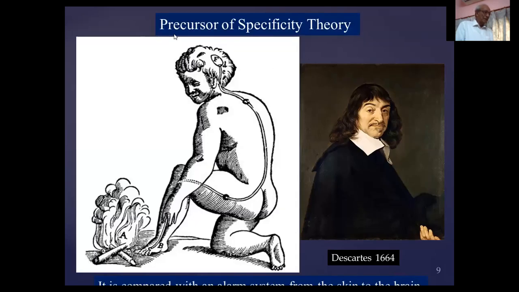And here is that alarm system. You see, there is fire there near the foot, and whatever specific energy or vibrations or impulses convey through the rope to the brain, and from the brain there is a command which passes, so that one could withdraw the foot from the fire.